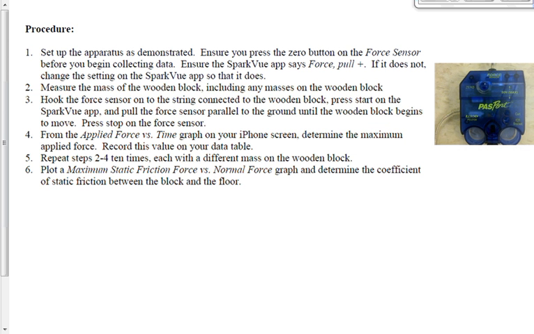A couple things you got to watch out for there as you're doing this. Number one, when you look at your iPhone after you've got this connected via Bluetooth, in the same way that you connected it over the last couple of labs, make sure that you're selecting the force pull positive option. There is a force pull negative option. You need to select the force pull positive direction. Basically what that's going to do is say, look, when I pull it, it's going to record a positive value of force as opposed to a negative value of force.